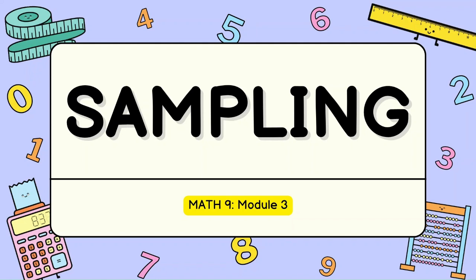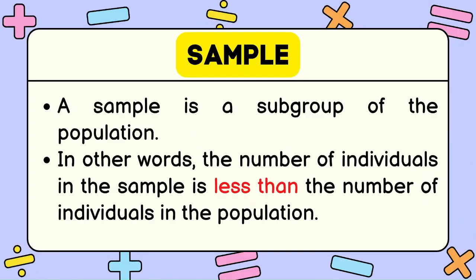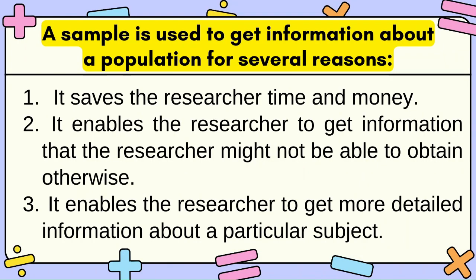Basically, the size of a sample is always less than the size of the population. Okay, so here's the definition. A sample is a subgroup of the population. In other words, as I've said, the number of individuals in the sample is less than the number of individuals in the population. Okay, so here's the reason why researchers usually use samples rather than studying the whole population.